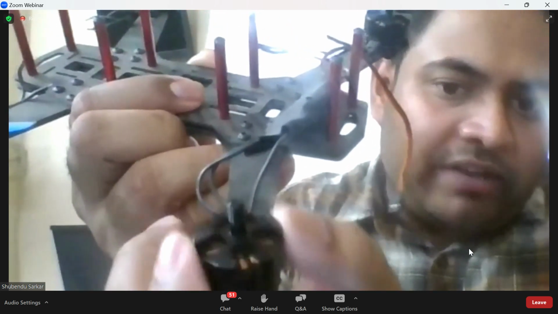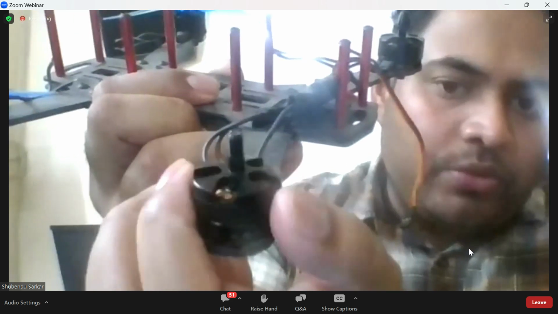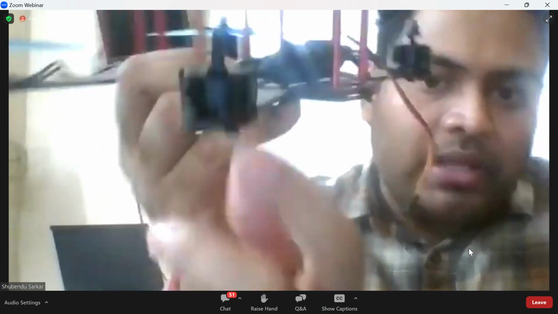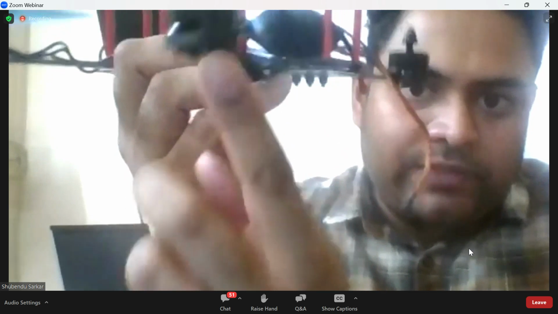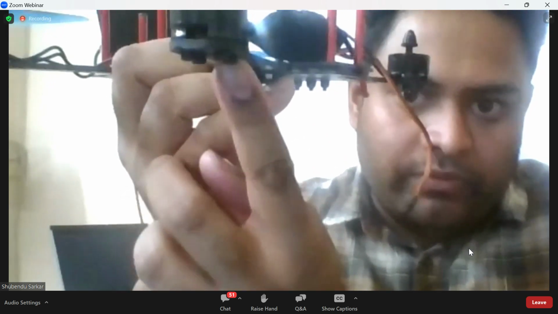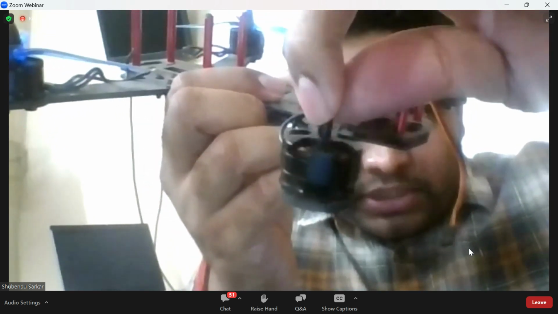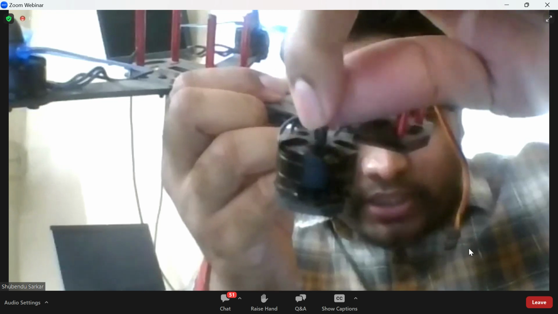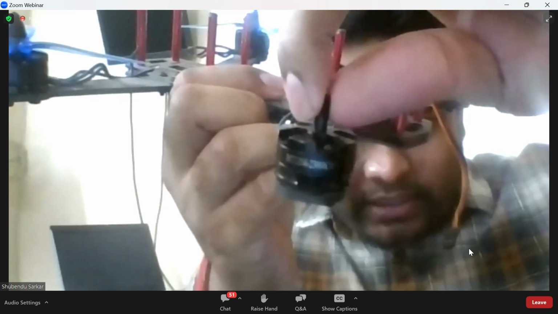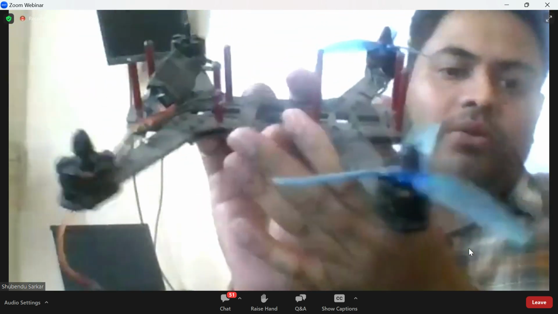Now you see, along with the shaft, the entire outer body is rotating. But the bottom cap is fixed with the chassis, with screws and nuts. So now you see, if I try to rotate the shaft, the entire outer body is rotating. Is it clear? I hope you can understand.